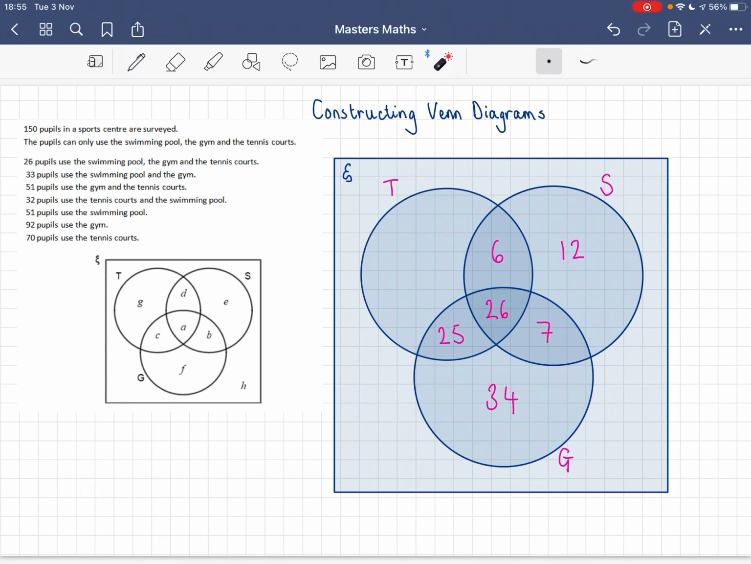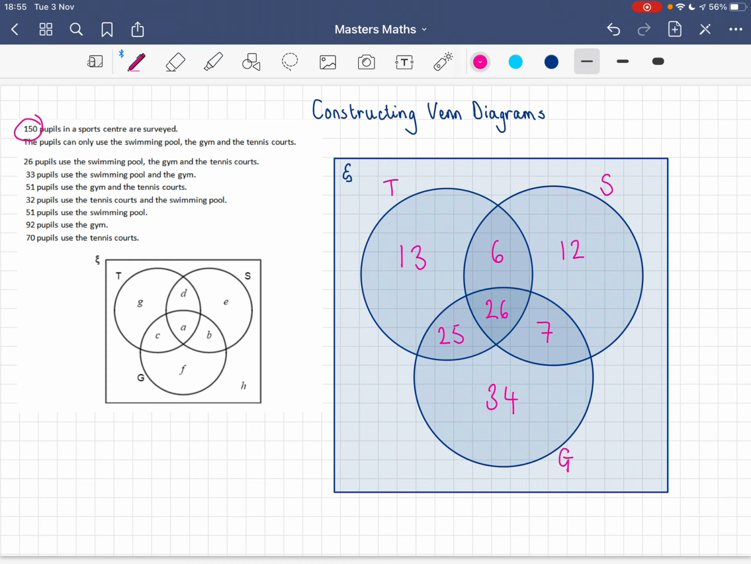And the last one, we have 70 pupils who use the tennis court. So 70 pupils have to be in this circle. We already have 6 add 26 add 25, which is 57. We already have 57 accounted for. So we need to do 70, take away 57 to work out how many students just use the tennis court, which leaves us with 13. So that is 13. The final thing, do all of these add up to the number that we have?